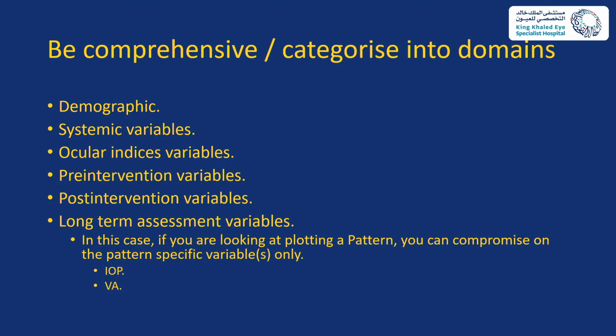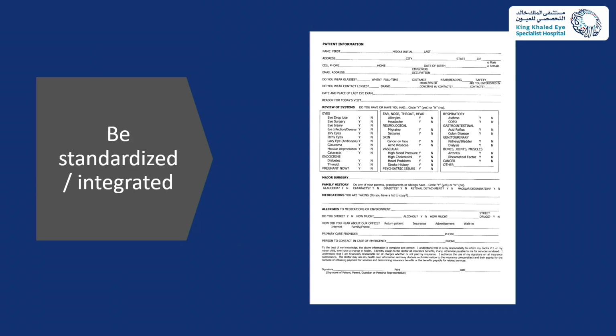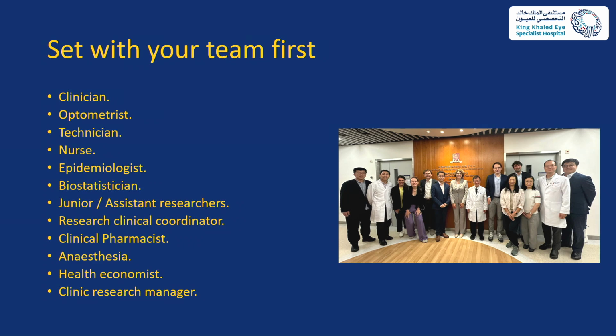Now, try to be very comprehensive. Get your demographic variables, followed by your systemic variables, followed by your ocular indices. Pre-intervention variables and post-intervention variables should always be the same, and organize them in a very nice way, as we can see. It's very important to consult your team before you finalize the data collection sheet.